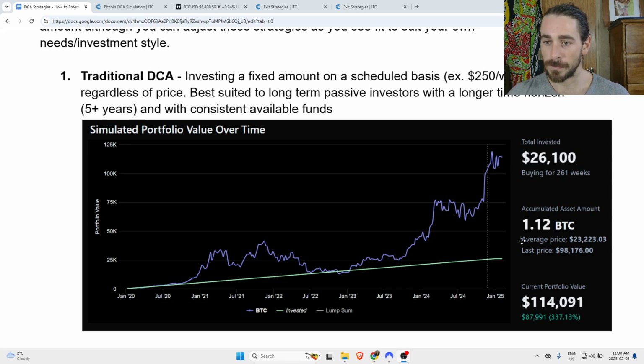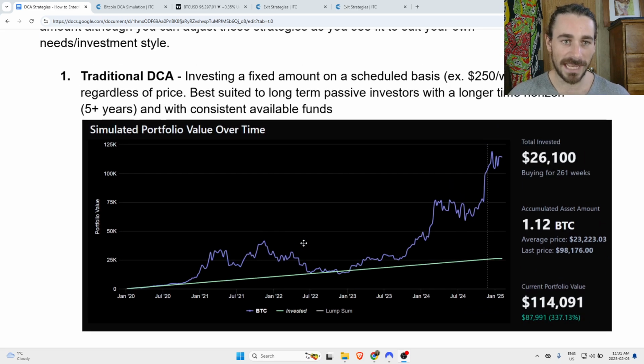$26,100 total. You would have accumulated 1.12 Bitcoin at an average price of roughly $23,200. And then this is your current portfolio value. So look at that, $114,000. You initially invested $26,000. You're up 337%. You've got 1.12 Bitcoin, and look, the value of your portfolio has gone up like $85,000. So a really amazing trade here, and it shows you that power that the DCA really can have over time.